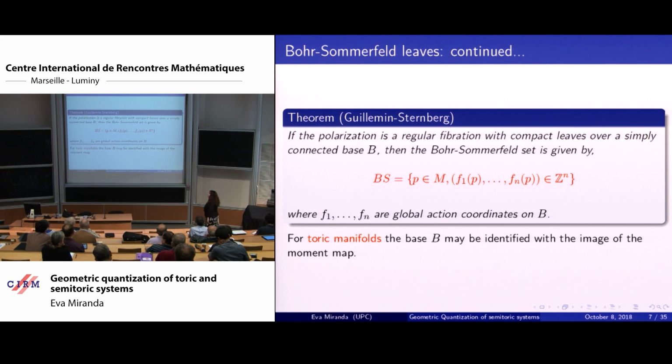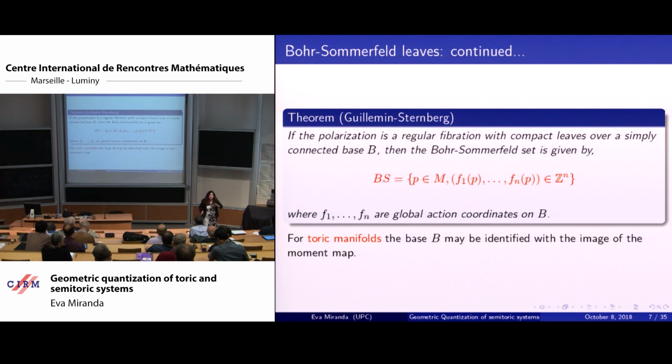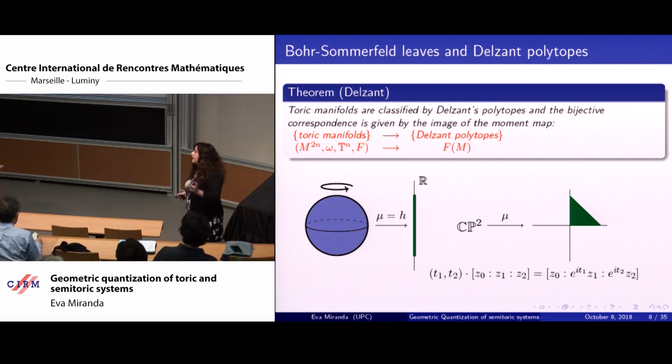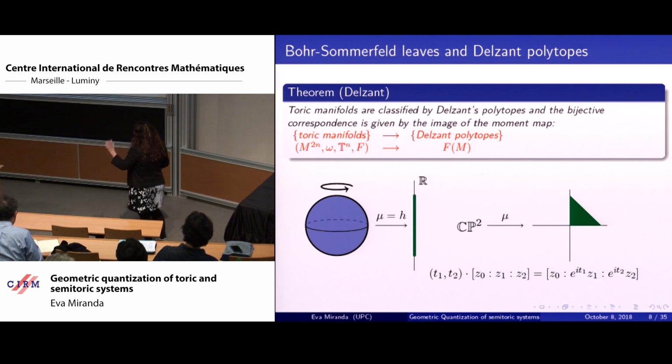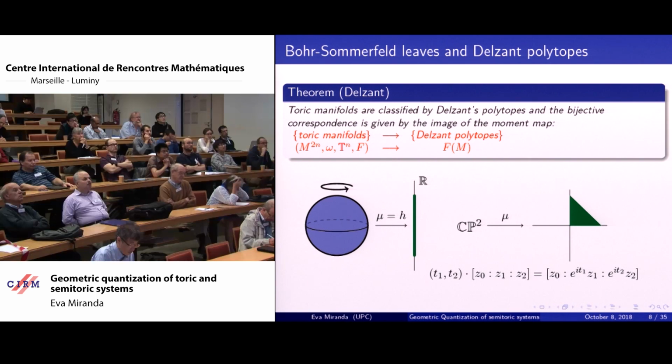The Liouville-Arnold-Mineur theorem guarantees that this is always the case in a neighborhood of a compact set. Okay. So for toric manifolds, of course, I can think of the base as the image of the moment map, and the whole theory now connects back to Delzant polytopes. So it's a good moment to remind what the Delzant theorem is. The Delzant theorem gives a one-to-one correspondence between toric manifolds and Delzant polytopes, which are the image of the moment map, okay? So there is a whole theory behind this.